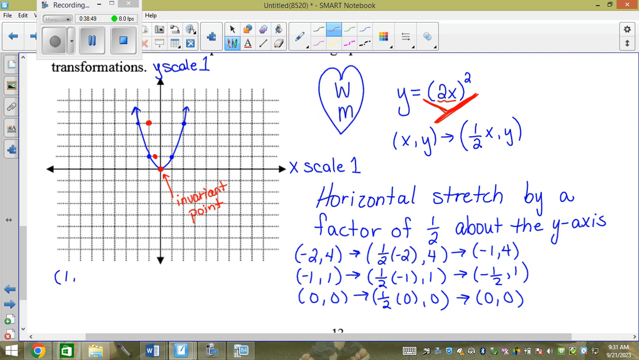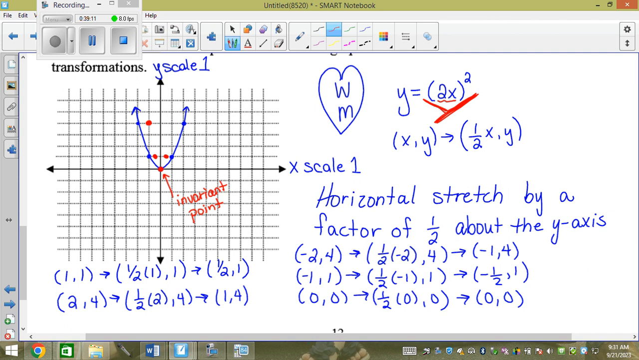And then I have 1, 1 becomes 1/2 of 1 and 1. So I get 1/2 and 1. And then 2, 4 becomes 1/2 of 2 and 4, which is 1, 4. Oh, why did I just change the group?